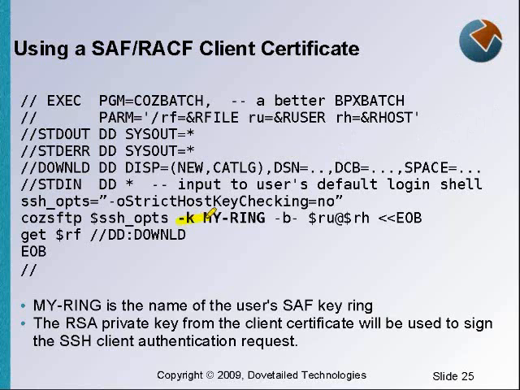This is something that we recently added this summer, and that is I can give the name of the user, the user being the user that's running this batch job, the user ID, the user's SAF keyring. So this is the name of a SAF keyring that has the user's client certificate in it, the default certificate in that ring. And if you do this, Cozy SFTP does a really cool thing.